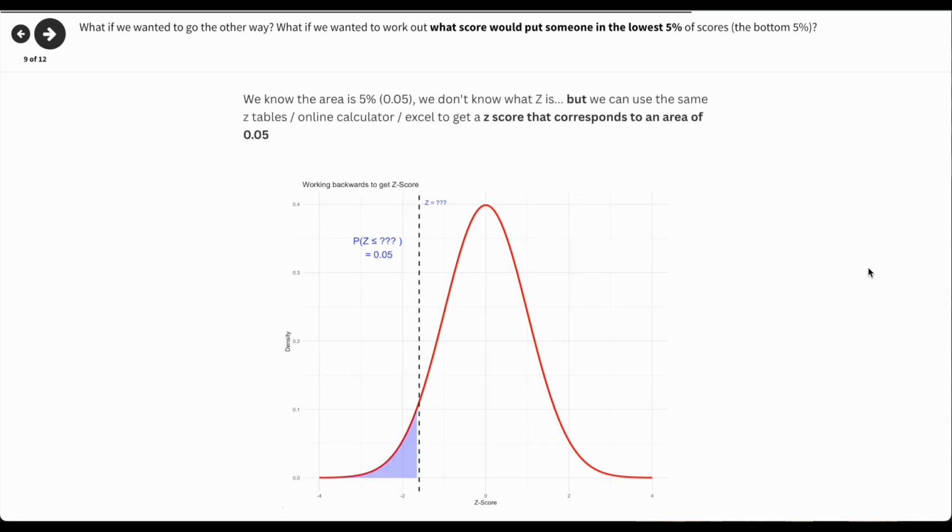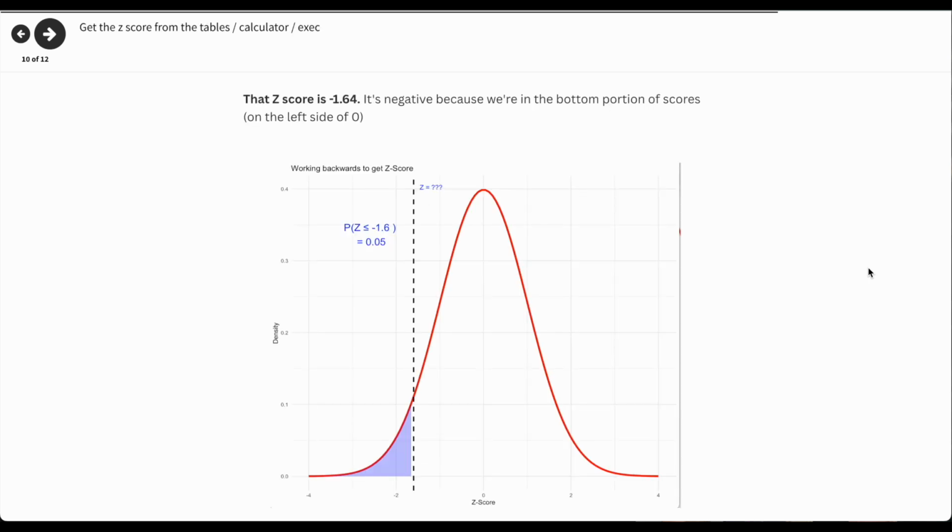What if we wanted to go the other way? What if we wanted to work out what score would put someone in the lowest 5% of scores, the bottom 5%? In this case, we know the area, and we know that's 5%, or 0.05, but we don't know what that z-score is. But we can use the same z-tables, or online calculator, or Excel, that we used before to get a z-score that corresponds to an area of 0.05. So in our calculator, we'll plug in the area this time, 0.05, and then that will in turn give us a z-score, and in this case, that will give us a z-score of negative 1.64.